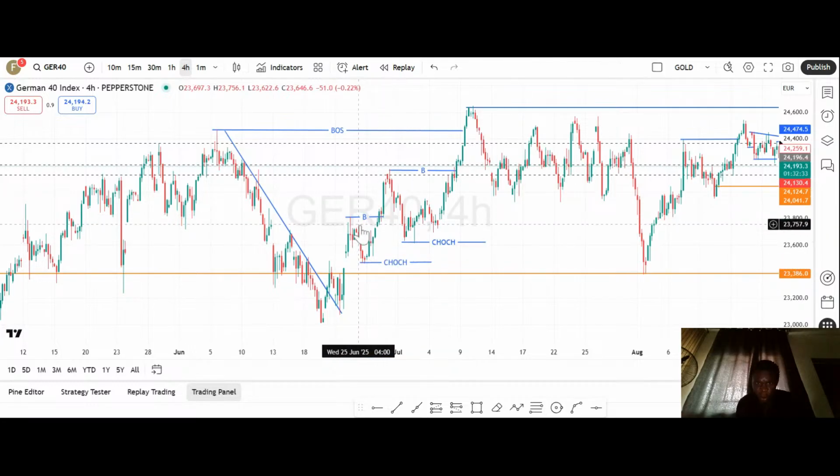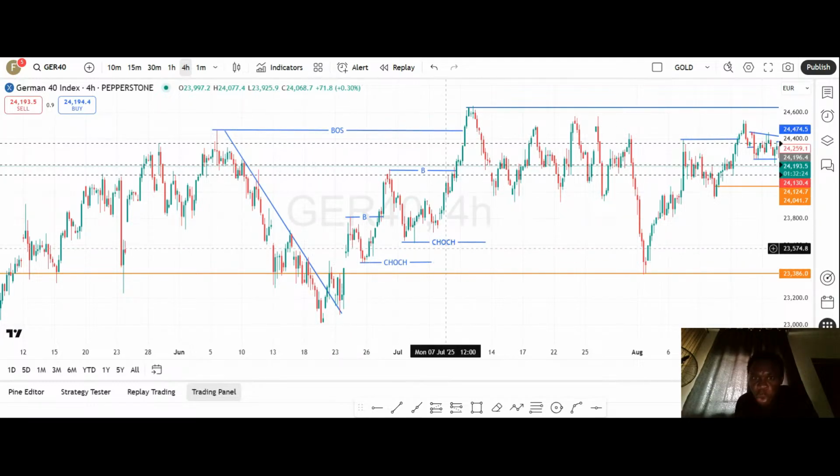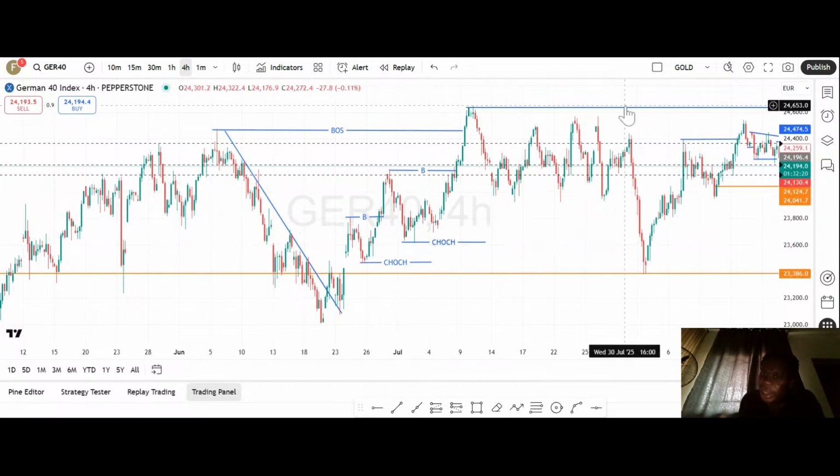What happens as you break them? You come down and break again till you break this overall break of structure. So if you don't break this overall break of structure, all these now turn into inducement. The market will come down and remove them before going high. That's why you see it trending hard, because anywhere you enter, the market will hunt you.